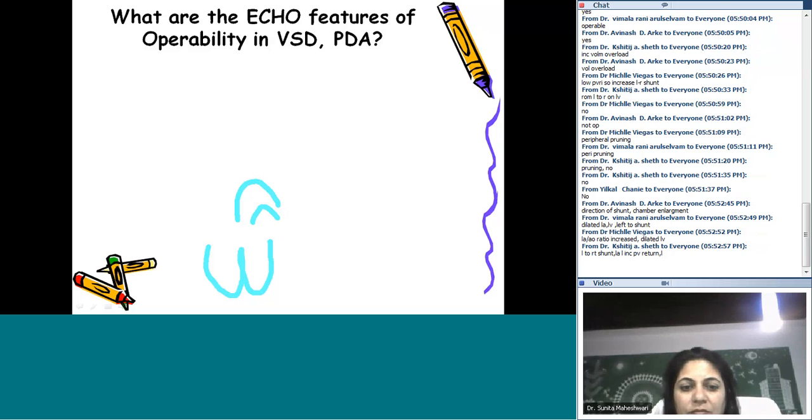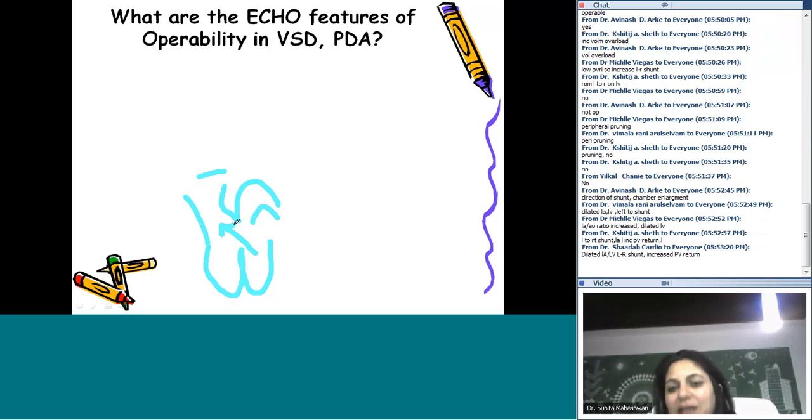Okay, so you've got to put all your features, guys. So when someone asks you what are the echo features, first thing is that the VSD is going left to right. Okay, that's the first echo feature. So the VSD is predominantly left to right. There may be a bidirectional component, that's okay. But predominantly, before you say dilated LA and LV, say that the VSD is predominantly left to right. Reason being, you have to go in order of what is happening. So VSD predominantly left to right, then that blood comes back to the LA.